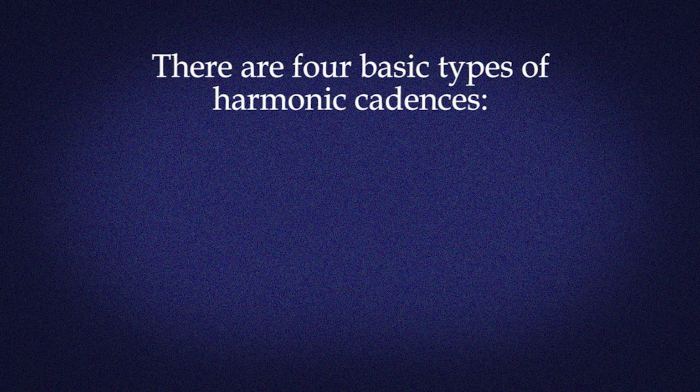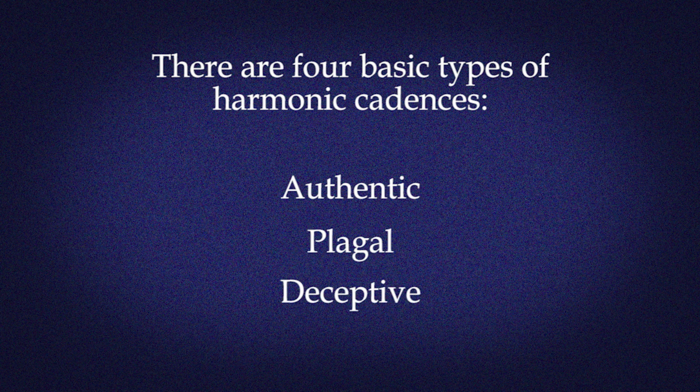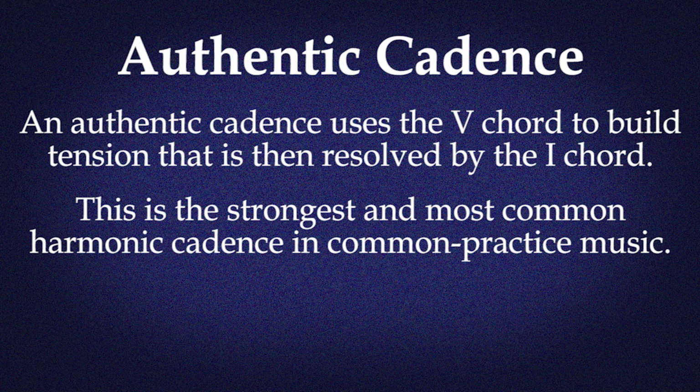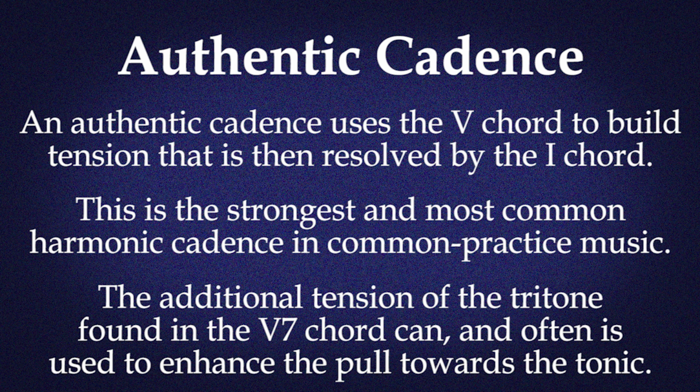There are 4 basic types of harmonic cadences: authentic, plagal, deceptive, and half. For each example, I'll play the same phrase with minor adjustments to demonstrate each cadence in both a major and a minor key. An authentic cadence uses the 5 chord to build tension that is then resolved by the 1 chord. This is the strongest and most common harmonic cadence in common practice music. The additional tension of the tritone in the dominant 7 chord can and often is used to enhance the pull towards the tonic.